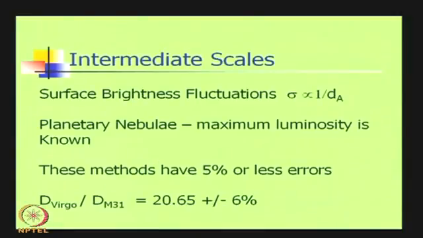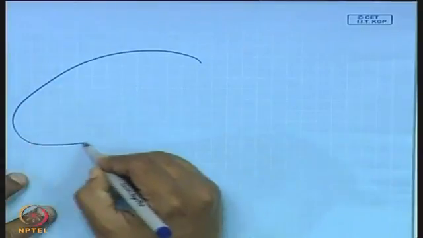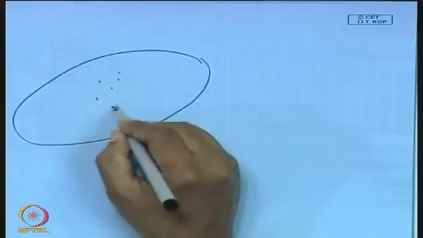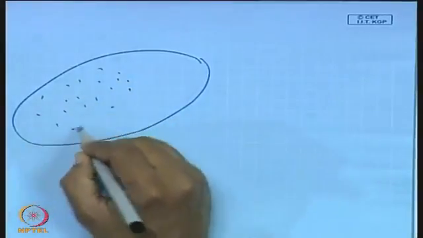So, these are intermediate distances, Virgo is quite close to us, and one of them is the method of surface brightness fluctuations. This is a very clever method, let me explain this to you. Again imagine a galaxy, this is an image of a galaxy, and the galaxy we know has stars. So, inside the galaxy there are discrete stars. And the light that we receive from a galaxy is from these discrete stars.